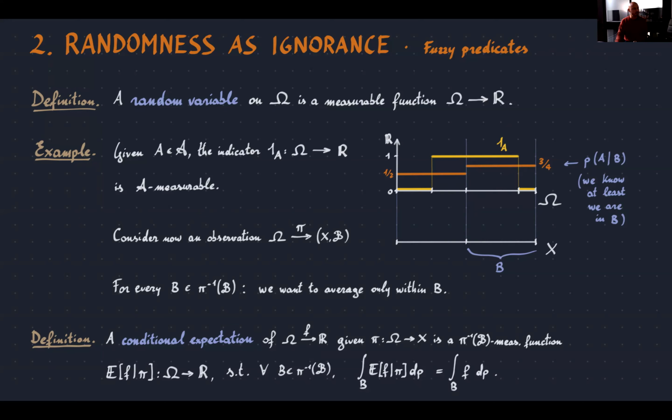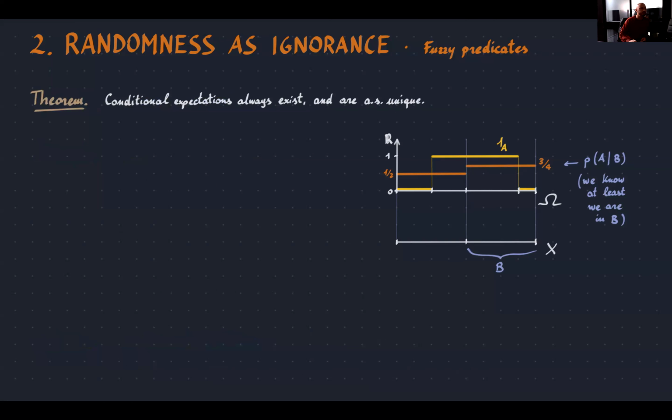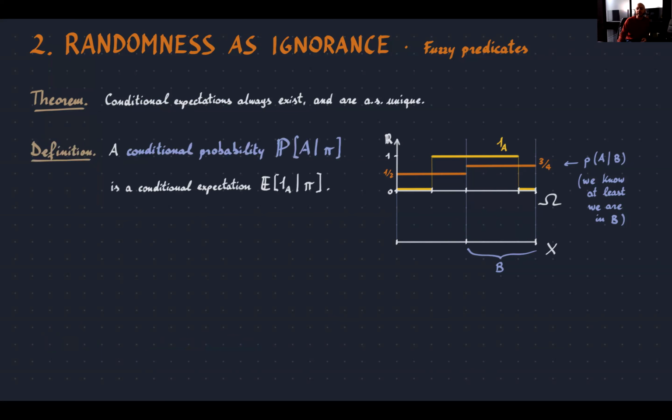Now, the good news is that conditional expectations always exist. And they're not quite unique, but they are almost surely unique, so up to measure 0. And now you define the conditional probability to be the conditional expectation of the indicator function, so exactly the orange thing that I drew there on the right. You average this depending on B. So again, you treat a predicate in some kind of fuzzy way, and whenever it's fuzzy, there's some probability involved. And that's how you get random quantities.